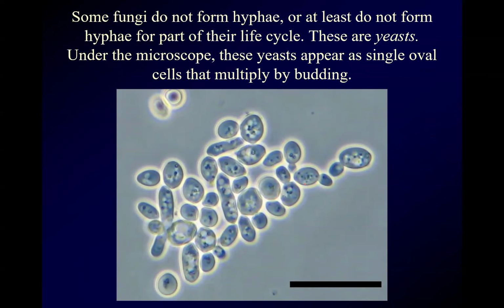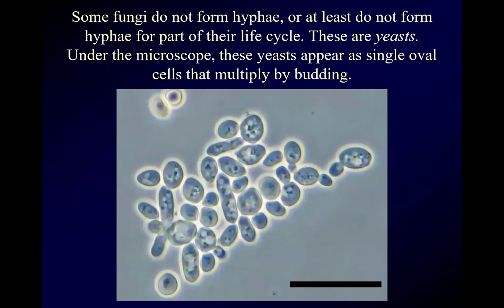There are fungi, however, that don't form hyphae. They don't form a multicellular stage, or at least they don't form hyphae for part of their lifespan. Some fungi can switch back and forth. And fungi that don't form hyphae still have a chitin cell wall, and they've still got nuclei and organelles, and we call these fungi yeasts.